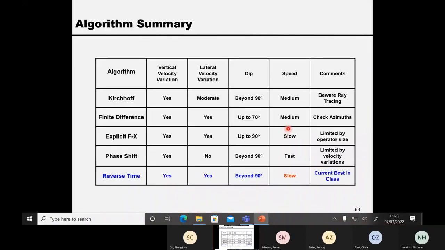So in summary, RTM is the best one, the blue one here. It can consider vertical velocity variation, lateral velocity variation, steep dip beyond 90 degrees, and currently it is the best in terms of image quality. Of course, it's very slow, right? So this is currently the best one. A number of my PhD students work on this. This is a very hot topic now.